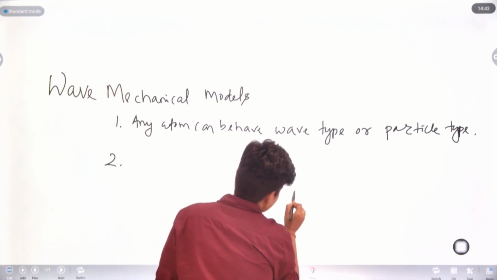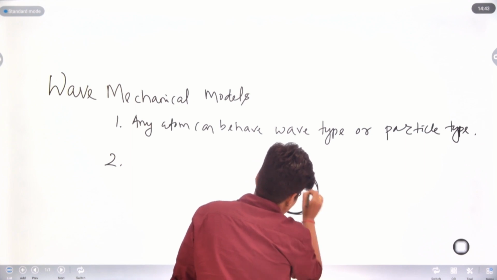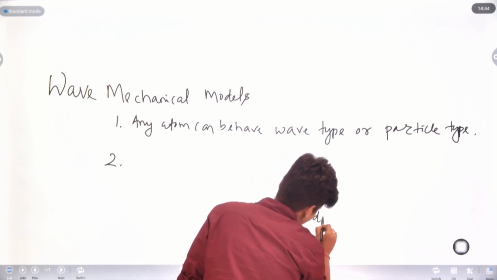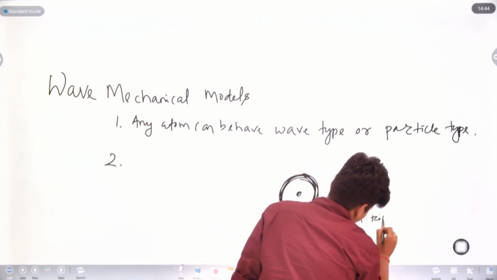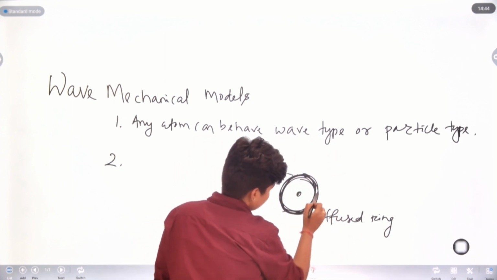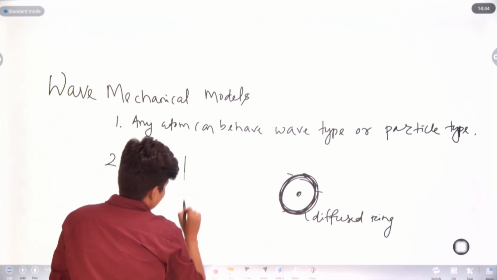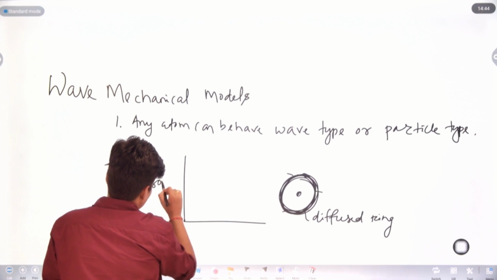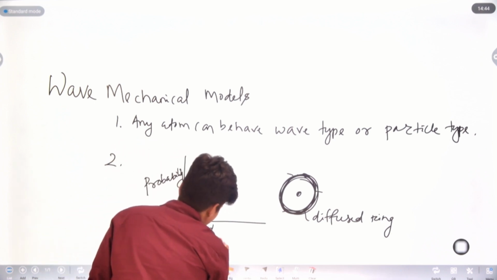By this theory, this is the nucleus and this is a ring-type region. This is called the electron cloud, the diffuse ring. So the electrons can be present anywhere. It can be present here, it can be present here, it can be present here. And the graph given by this model is that this is the probability and this is the distance from the nucleus.